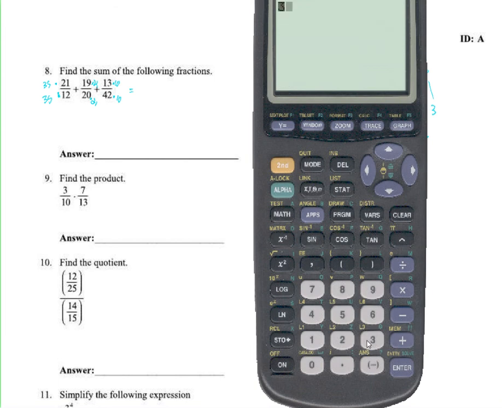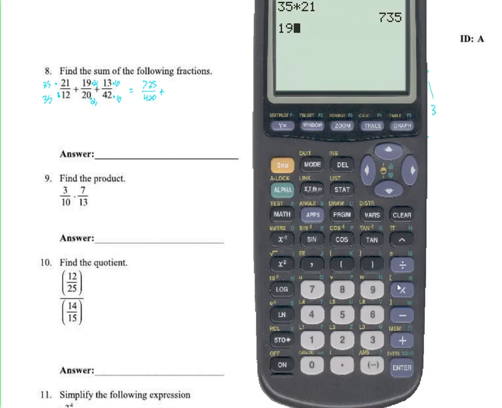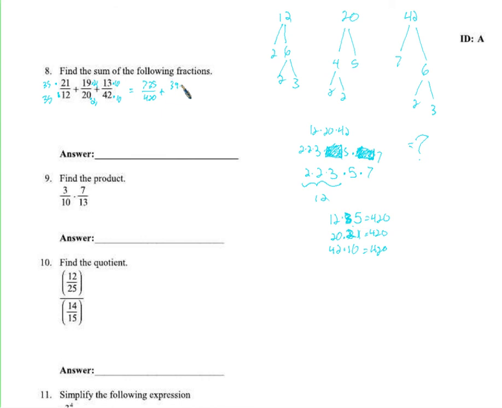Right, so 35 times 21, 735 over 420, plus 19 times 21, 399 over 420, plus 130, because we're multiplying by 10, that's easy, 420. We add all those together, right?